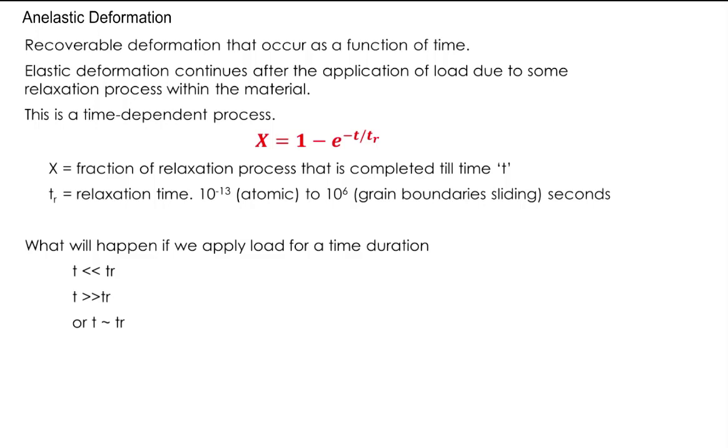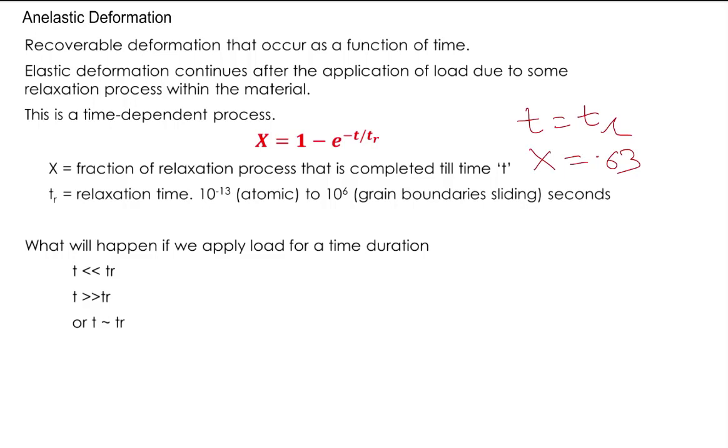This relaxation time is different for different kinds of materials and different kinds of relaxation phenomena. For atomic, it is 10 to the power minus 13, and for grain boundary relaxations, it goes up to 10 to the power 6 seconds. The fraction of the relaxation process that is completed till time t can be defined by this equation. If t equals tr, then the value of x is only 0.63. It means that time given equal to its relaxation time is not sufficient to make it completely relax.